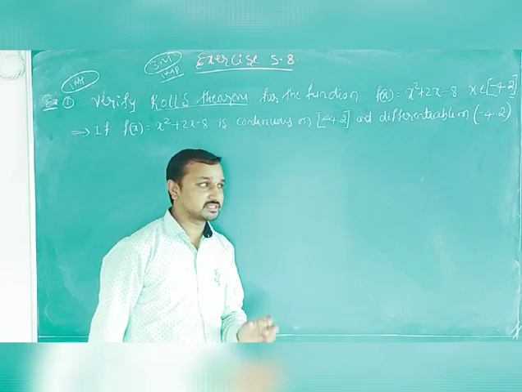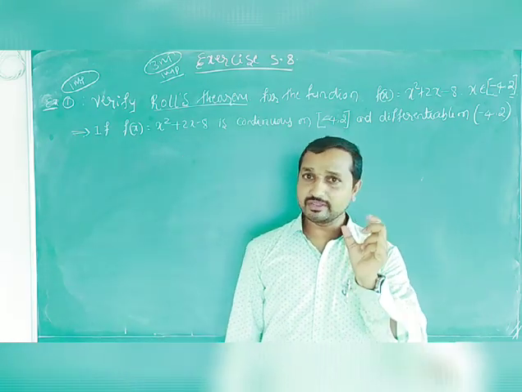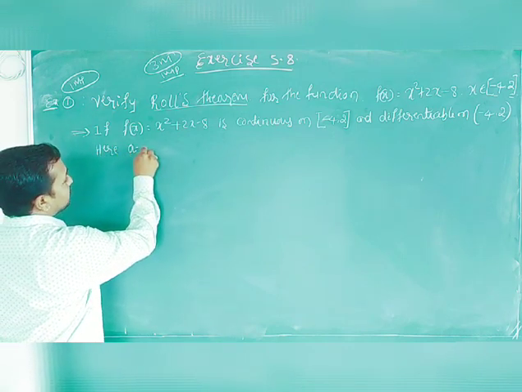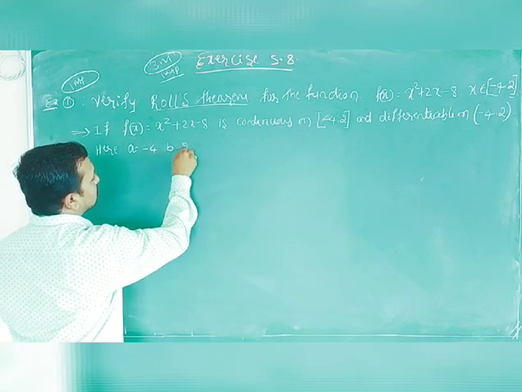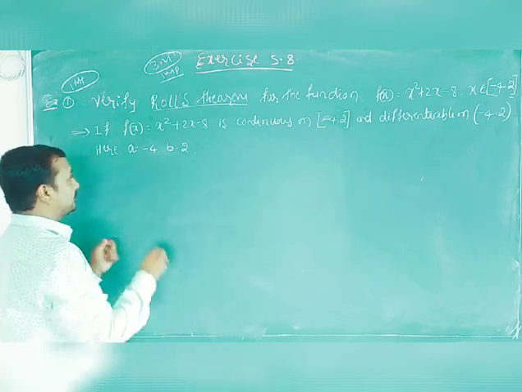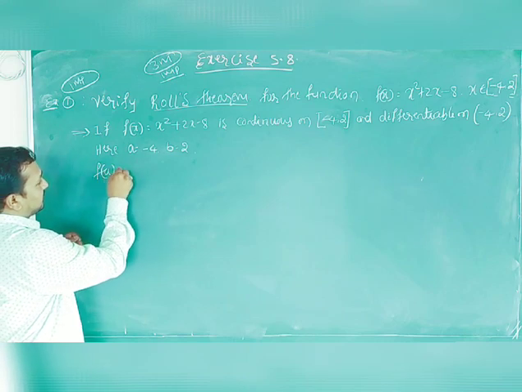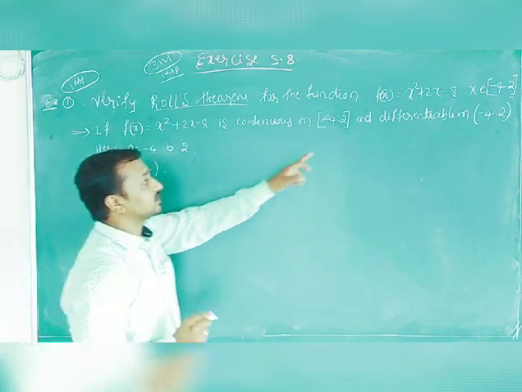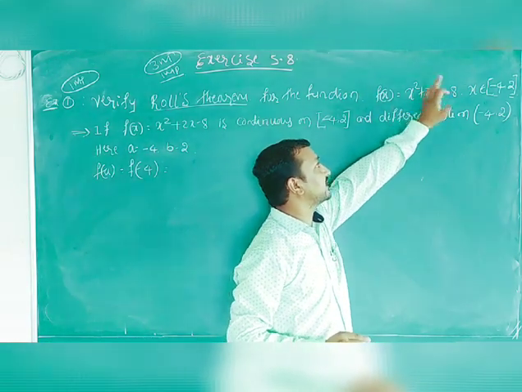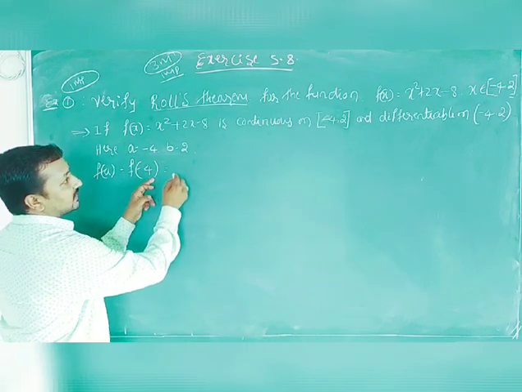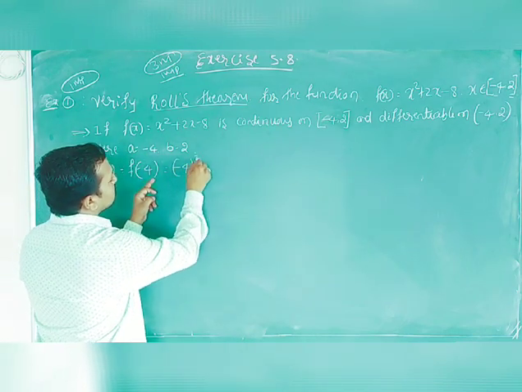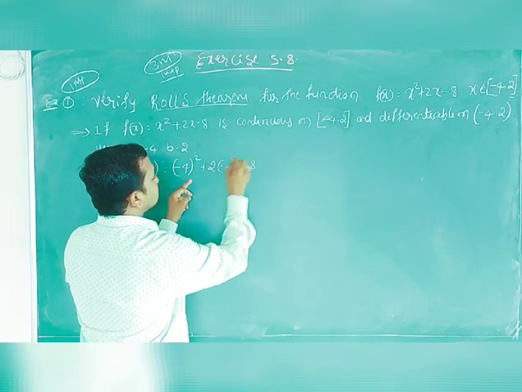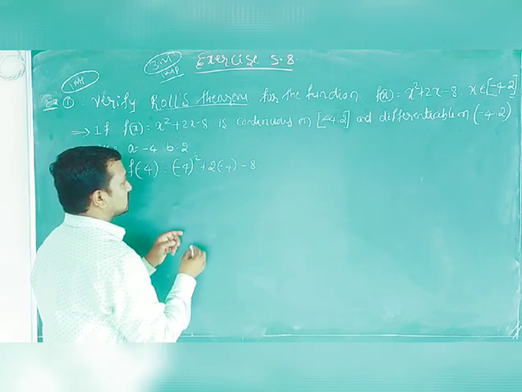Next, we need to check that f(a) equals f(b). Here a is -4 and b is 2. Then we find f(a) and f(b). f(a) is nothing but f(-4), that is x² + 2x - 8, where instead of x we replace -4. That is (-4)² + 2(-4) - 8.